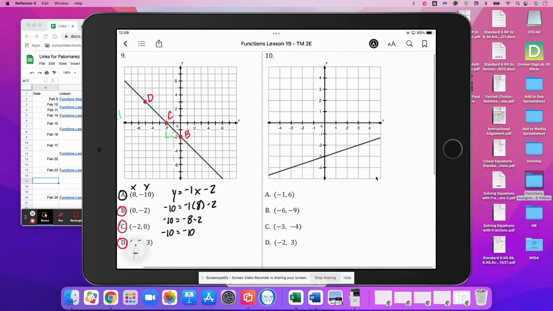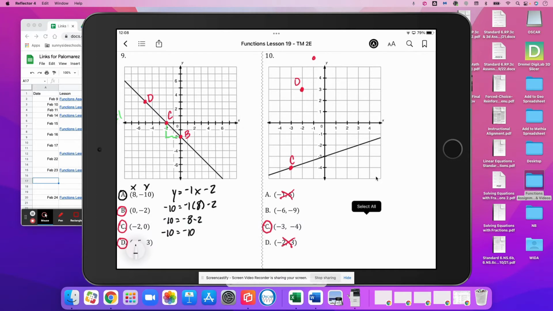So 10, we have negative 1, 6. And obviously that's going to be way up here somewhere, so nope. That's never going to land on the line. Negative 6, negative 9, we can't see. Negative 3, negative 4. Point C is on the line. And negative 2, positive 3. Point D is not on the line, so it's out.